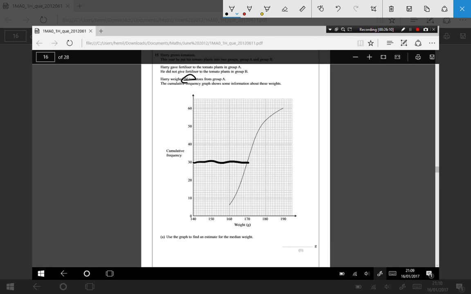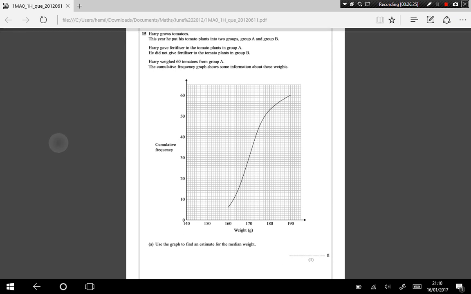So you just draw a line like that, a line like that, and don't do it like this. Use a ruler. So according to me, it should be somewhere near 170 grams, and that's all it is, and that's the easy mark there.